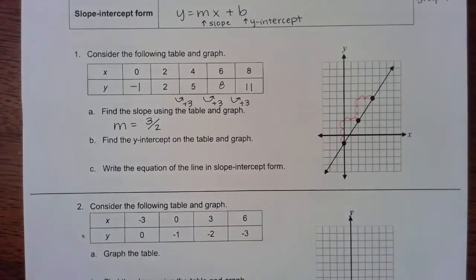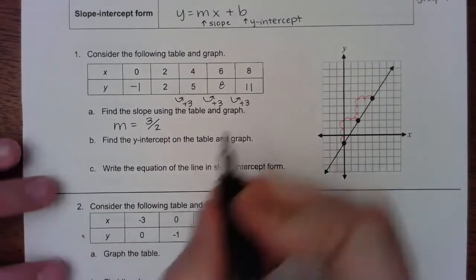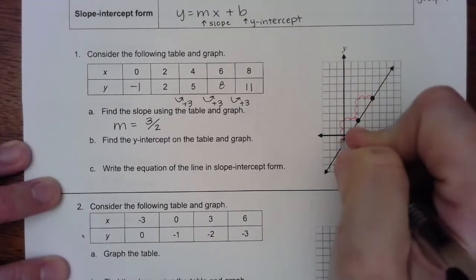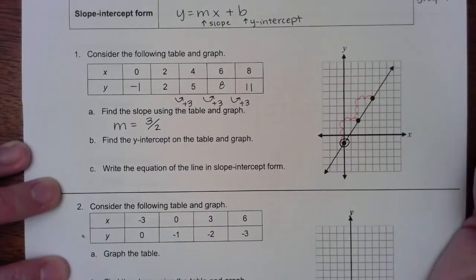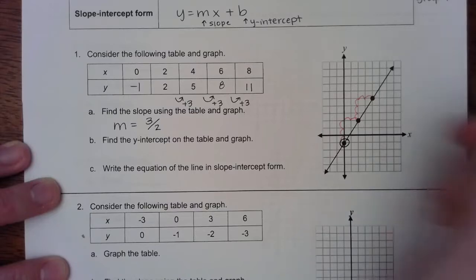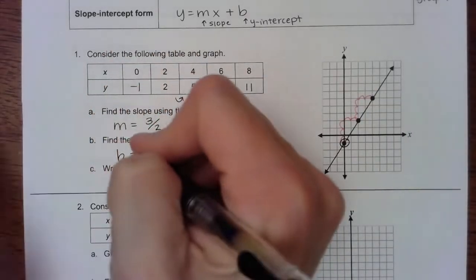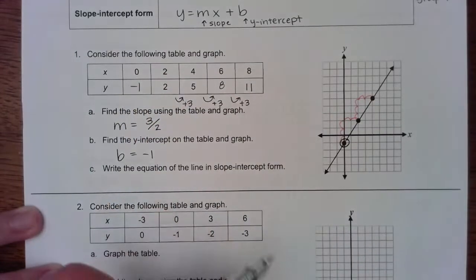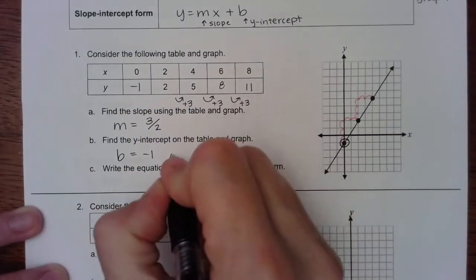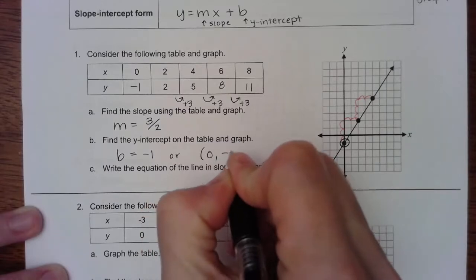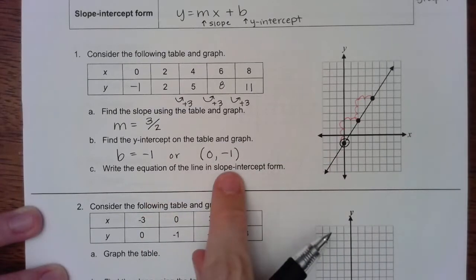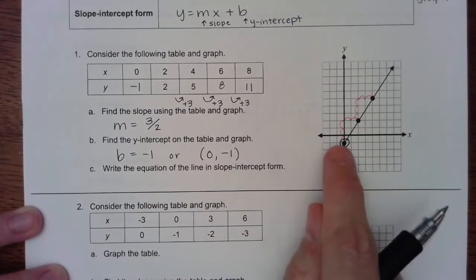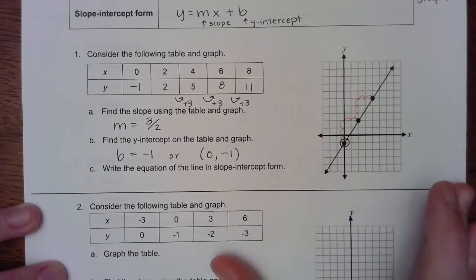The y-intercept of the graph is right here, and I like to circle the y-intercept. That's the point where the graph crosses the y-axis. So the b for this graph is going to be -1. And sometimes you'll see it written like this, but I also want you to write down that you could write it like this. So you can also write the y-intercept as an ordered pair. (0, -1) is the point where the graph crosses the y-axis.